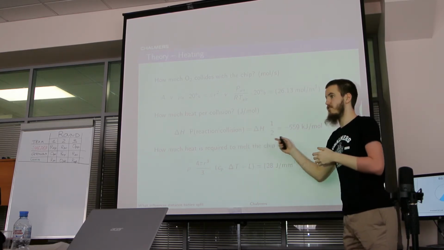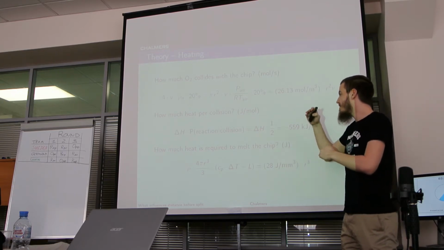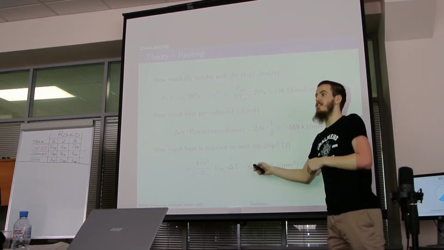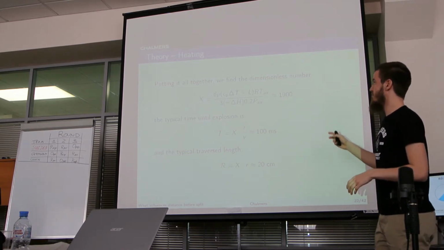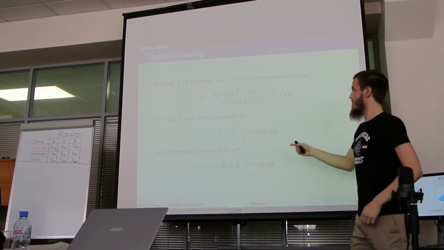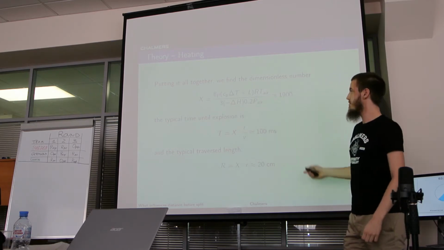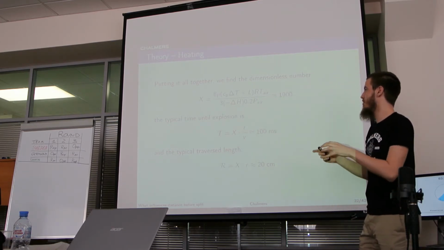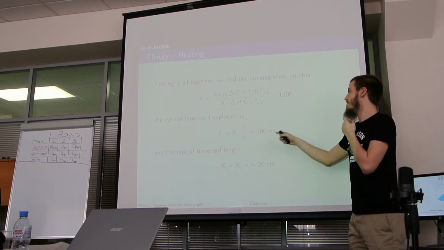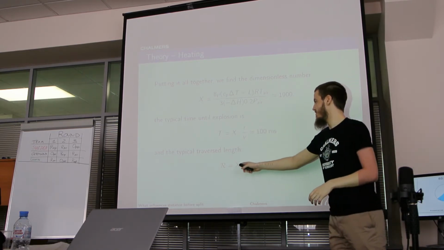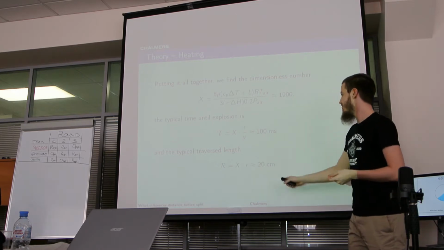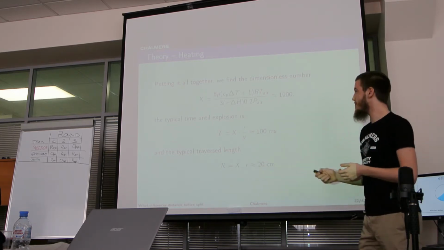And how much heat is required to melt the chip? Well, first you have to heat it up to the melting point, and then you have to pay the latent heat for all of the particles. If you put this all together, we get this useful dimensionless number, x, which is about 2000, and the time of the explosion is this number times r divided by v. This is the radius, this is the velocity, and the typical traverse length is this number times the radius of the particle. And we see that experimentally this holds pretty well.